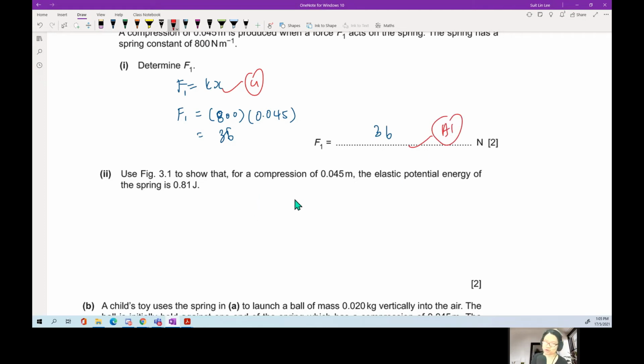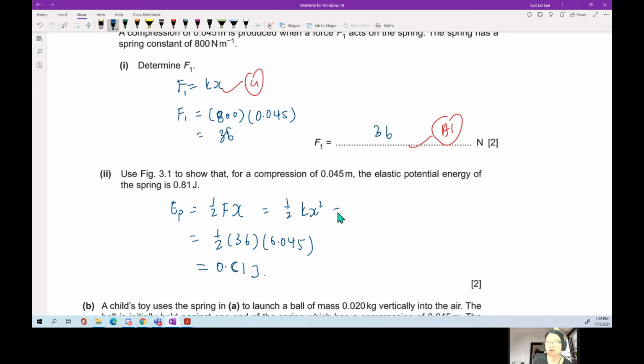For the compression 0.045, elastic potential energy is 0.81. Show. Well, elastic potential energy is area under the graph. You can just write this as half Fx. You have F is 36. You have x, which is 0.045. So this should be 0.81. Okay, other options could be half kx squared or area under graph, as mentioned just now in the first hour of this long video.